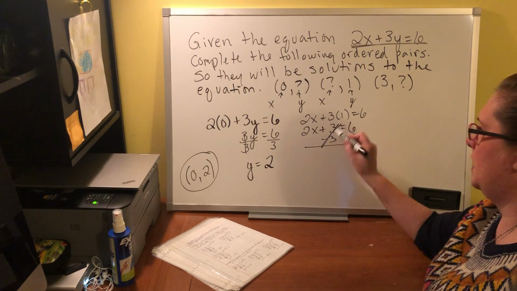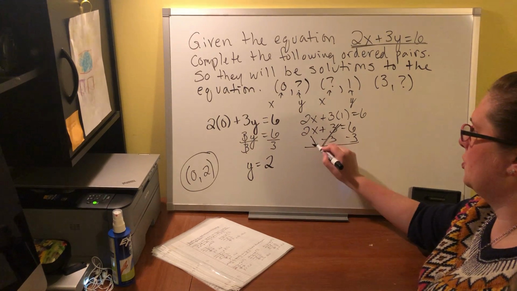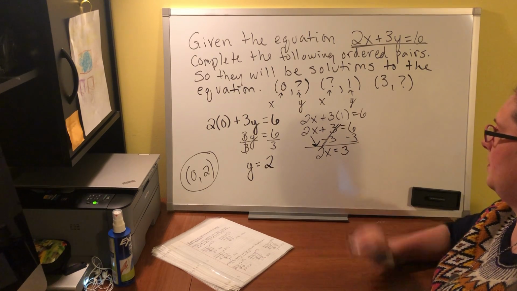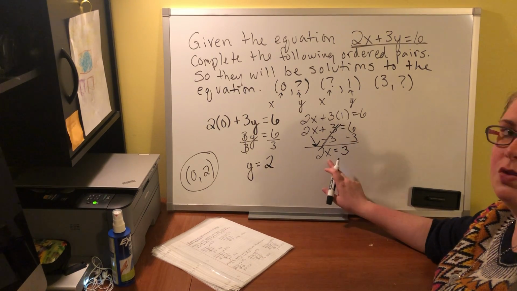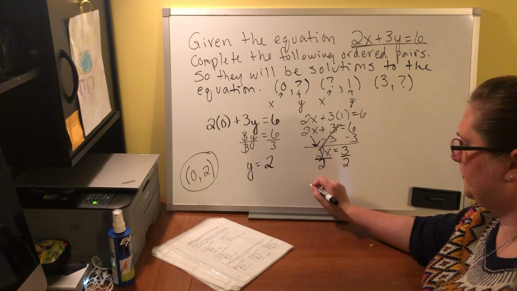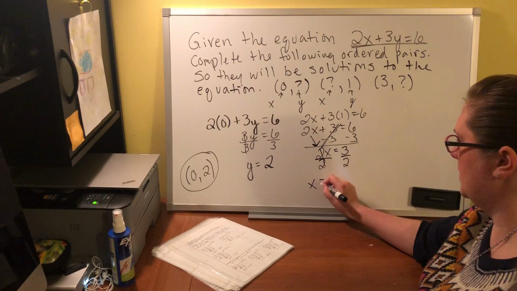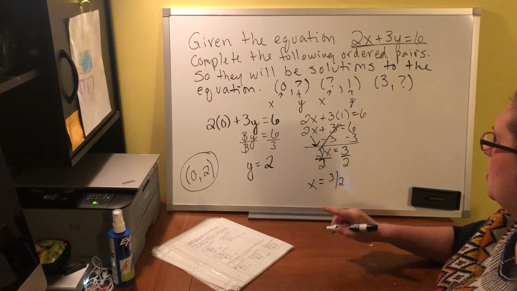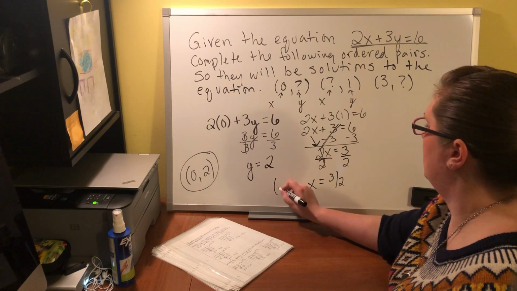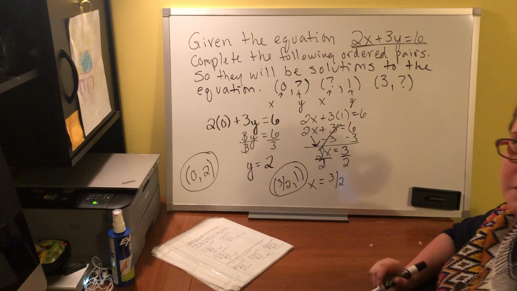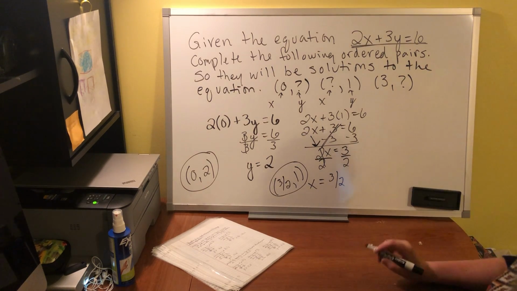So 3 minus 3 cancels, right? That's our goal. Make sure you bring down the 2x. Equals 6 minus 3 is 3. Now I have 2 times x, so we need to go ahead and divide both sides by 2. So x is equal to 3 halves, okay? So our ordered pair would be 3 halves, comma, 1, okay? All right, we have one more left.